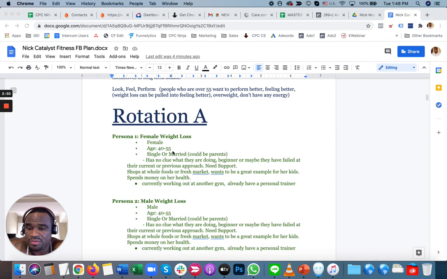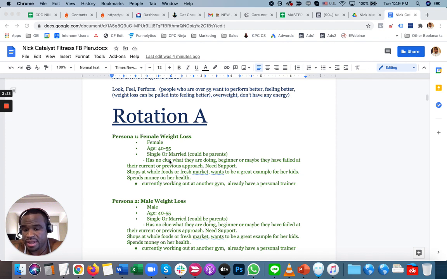Now we're going to create persona number one. Persona number one is an actual person that is your avatar. It's who you want your ad to be shown to, and be as specific as possible about who they are. So for example, a female between the ages of 40 and 50 has no clue what they're doing, a beginner, or maybe they have failed at the current or previous approach and they need support.